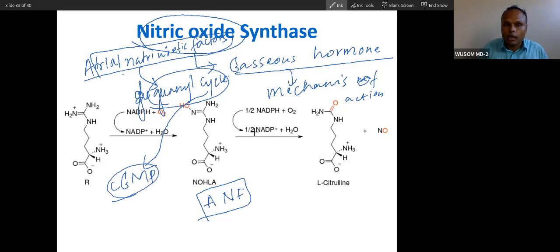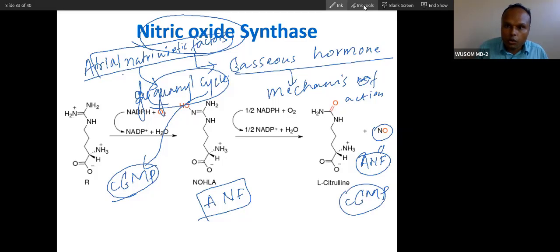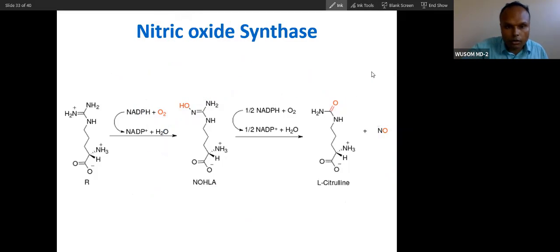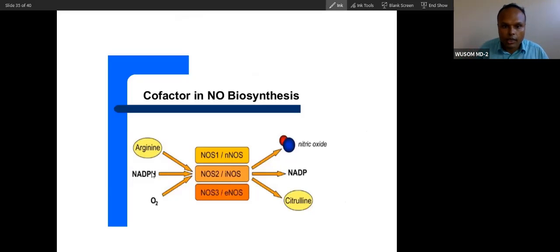So you will study this again. At least remember for the time being that nitric oxide synthase produces nitric oxide from arginine, and the action of nitric oxide is very similar to the action of ANF. The mechanism of action of these two is similar, through cyclic GMP. Remember this much. This is an important part of USMLE. A question is asked in USMLE: nitric oxide, NADP, and citrulline, so oxygen and this.